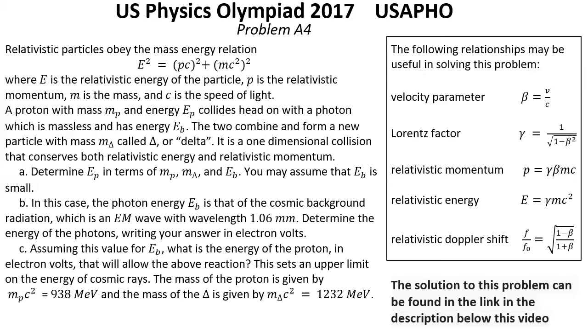The mass of the proton is given by m_p c squared equal to 938 megaelectron-volts, and the mass of the delta is given by m_delta c squared equal to 1232 megaelectron-volts. On the right we have a table with relationships that may be useful in solving this problem.